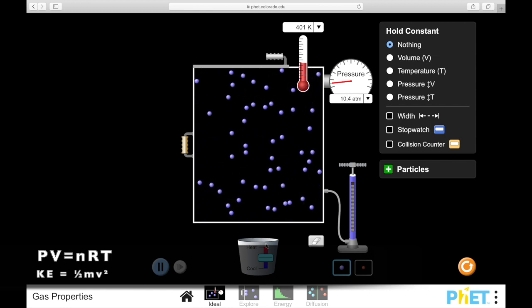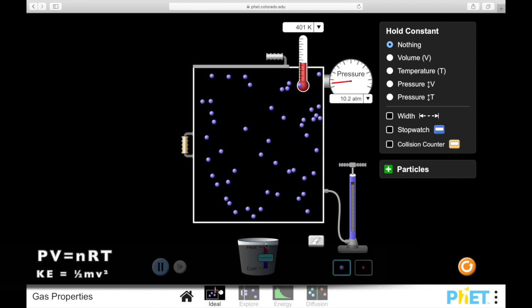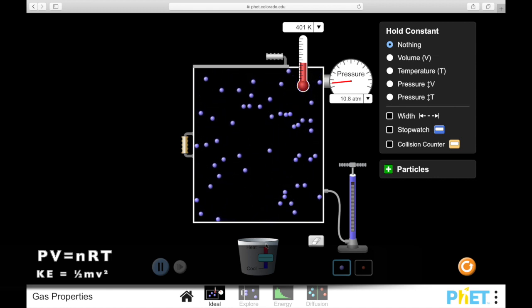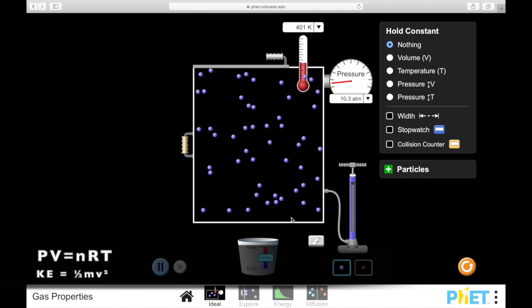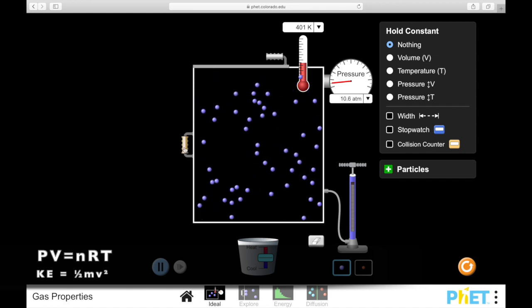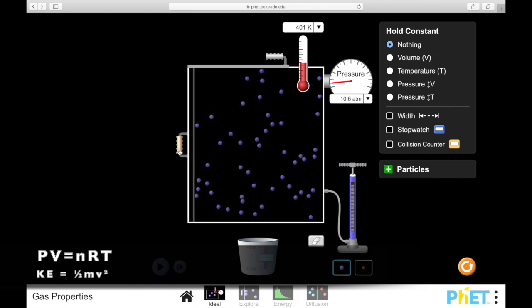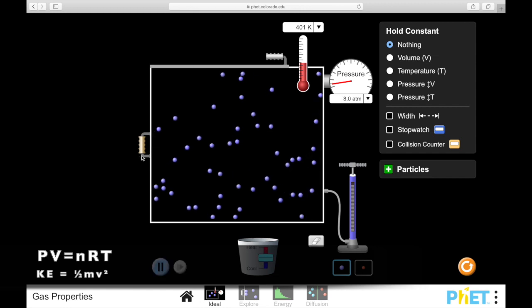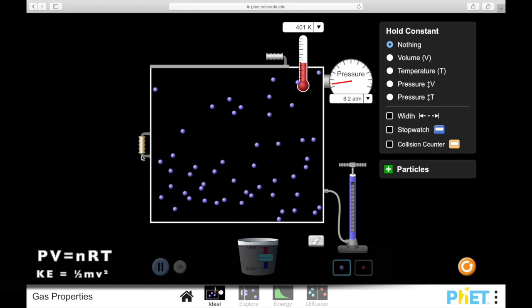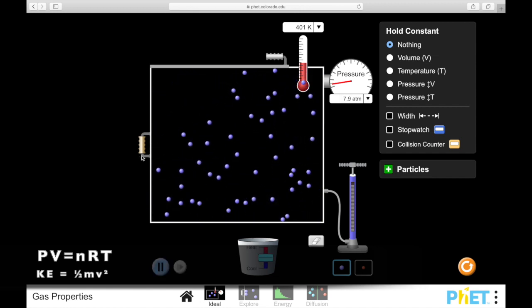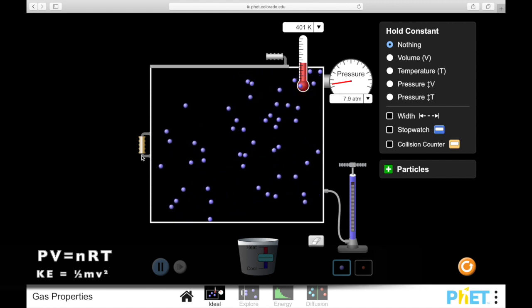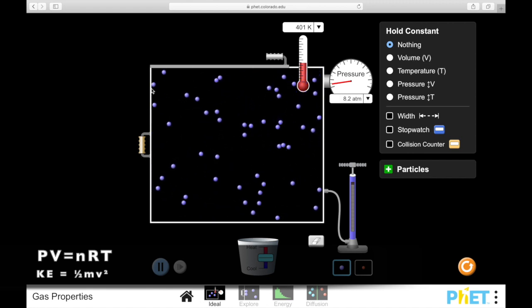So now what I'm going to do is we'll keep moles and R constant. We will keep temperature constant. What effect will it have if I change the volume? If we increase the volume, what effect will that have on pressure? What is your hypothesis? Well, as you can see, doing this has actually decreased the pressure.